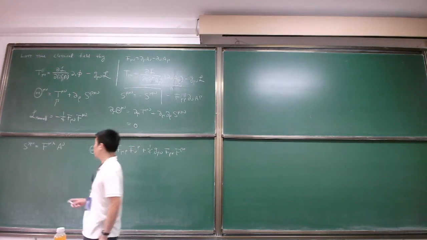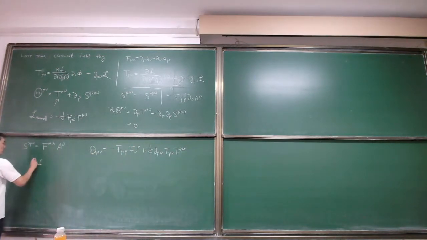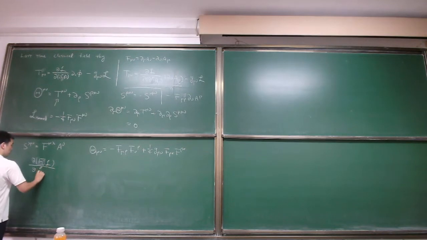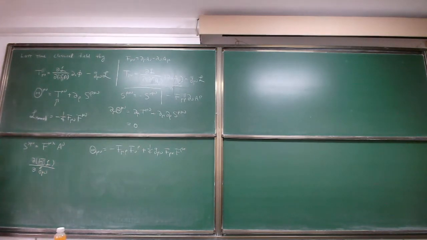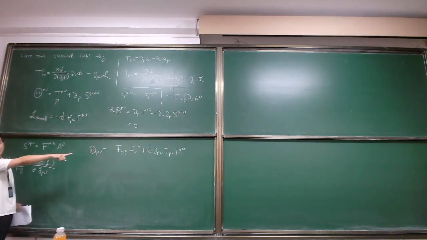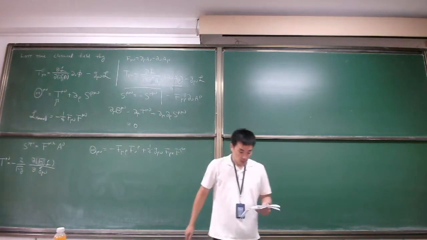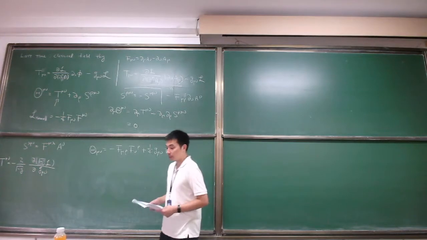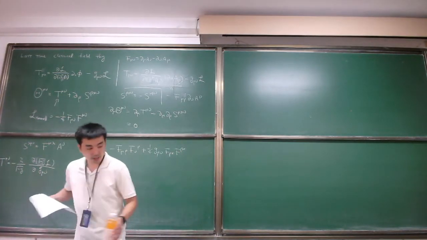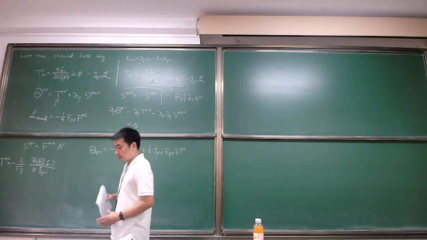And if you use the original, intrinsic definition of the stress energy tensor, this is T mu nu, then this is exactly equal to this. You can check by yourself. It's a good exercise to do that. This is the part where I think I missed some explanation at the end of the lecture. Any question?